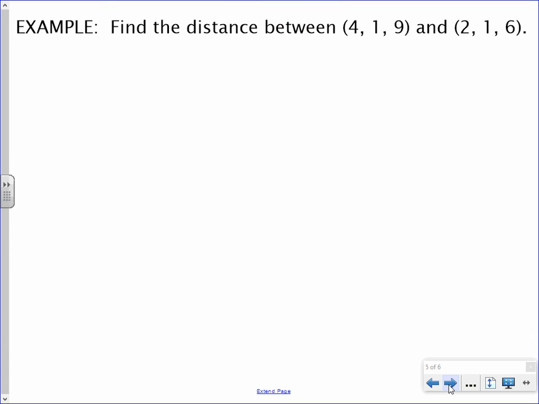Write down these two coordinates, please. We have the coordinates (4, 1, 9) and (2, 1, 6). Both of these coordinates lie in octant number 1. Well, we set it up.